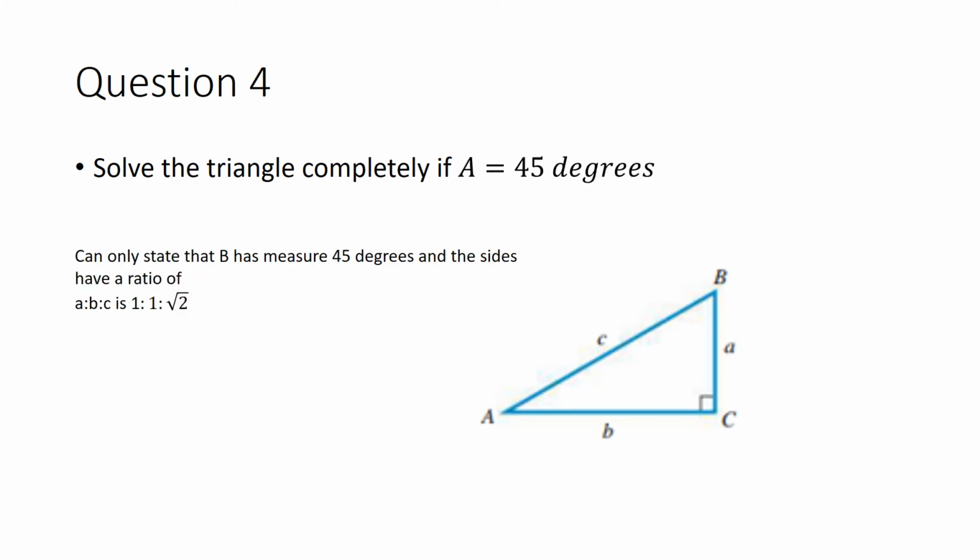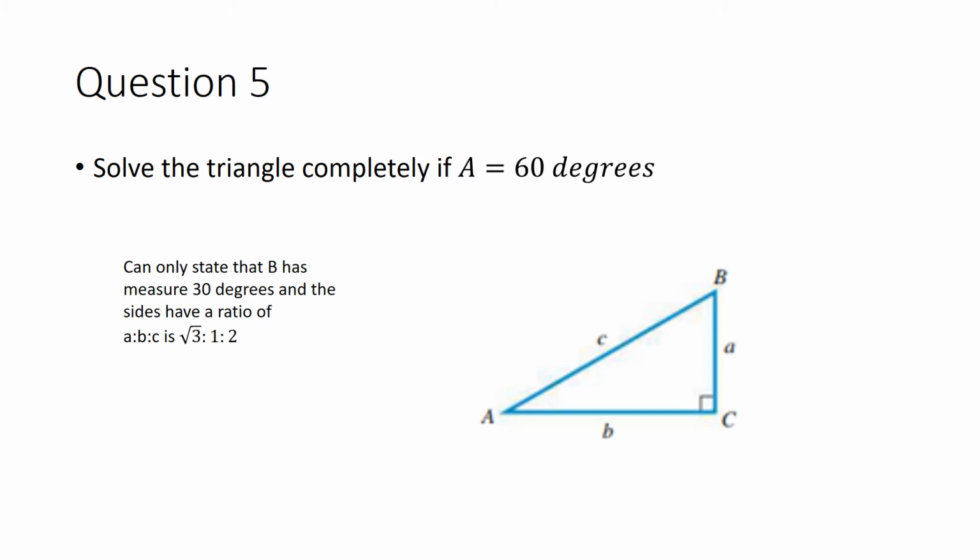This is question number 4. I ask you to solve the triangle completely if A was 45 degrees. Well, there are many triangles where that is 45 degrees. So the only two things that you really could state is that B has a measure of 45 degrees and the sides, A, B, C, have a ratio of 1, 1, and the square root of 2. That is a special triangle. I do expect you to know that.